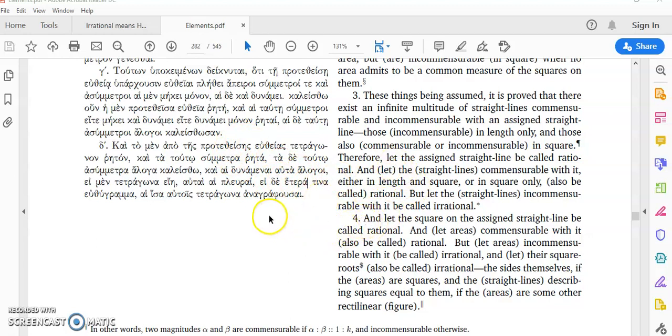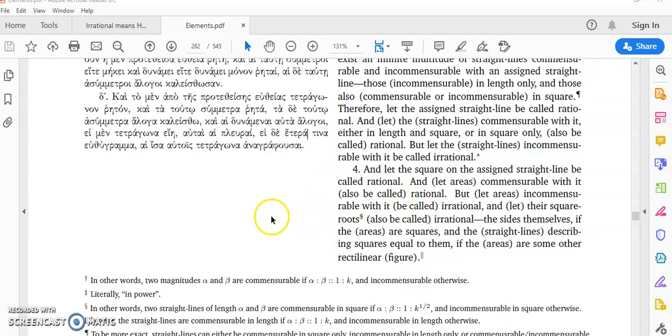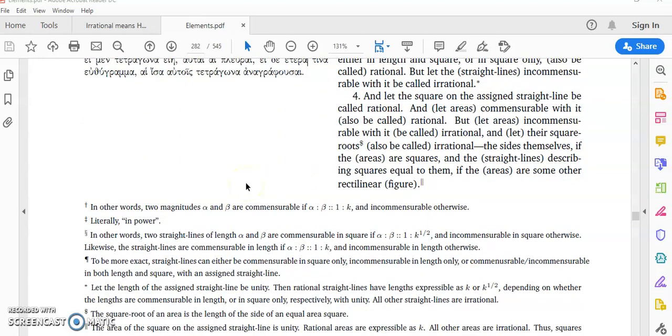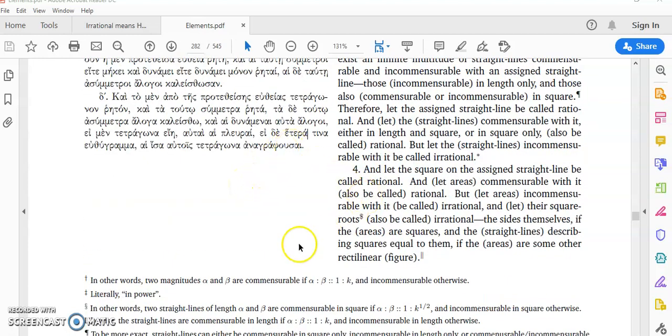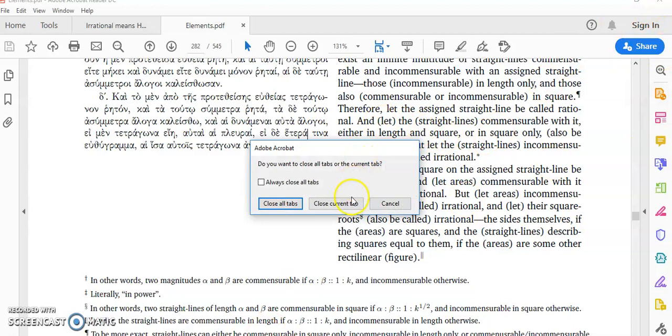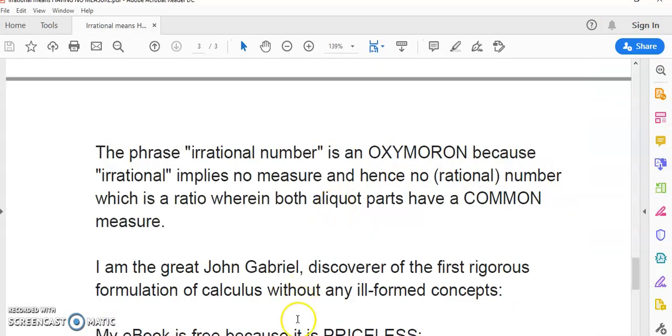Now, to summarize what I've been telling you, irrational means having no measure. Okay? So we can talk about what is a rational number, but the minute we try to talk about an irrational number, that is an oxymoron, okay? Because irrational implies no measure and hence no number.